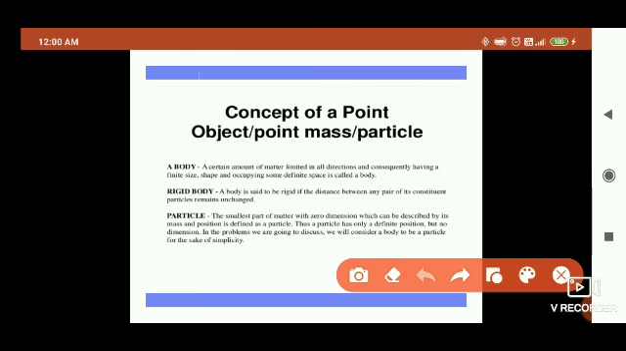Next, we go to the definition of a particle. The smallest part of the matter with zero dimension, which can be described by its mass and position, is defined as a particle. Thus, a particle has only a definite position, but no dimension. So we can say that a particle is a dimensionless body. In the numericals we are going to discuss, we will only consider a body to be a particle for the sake of simplicity.